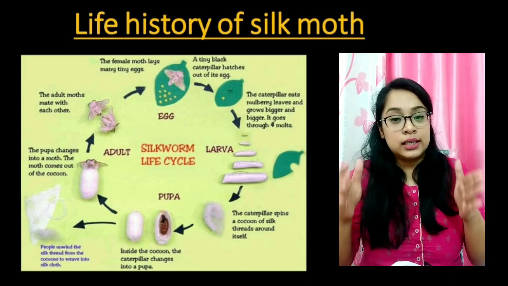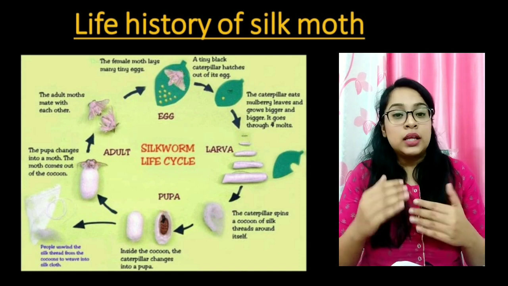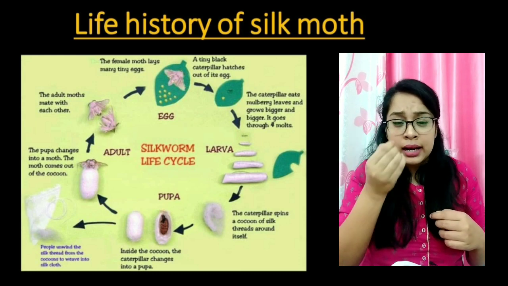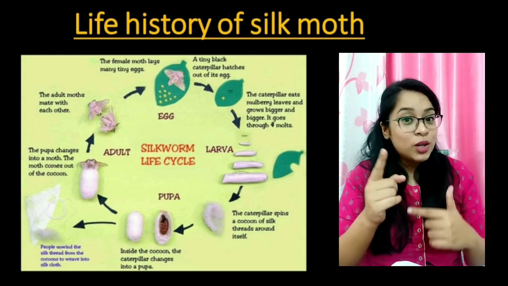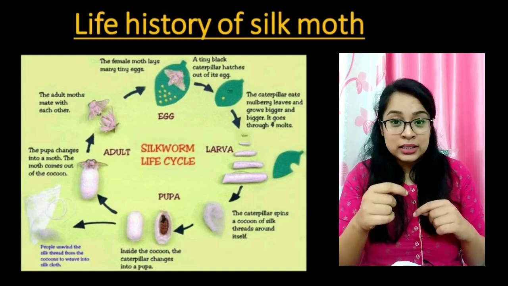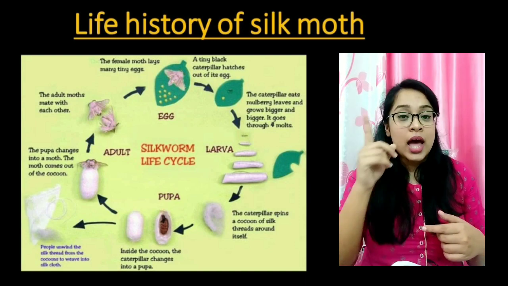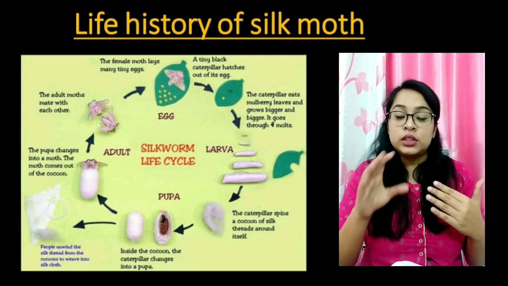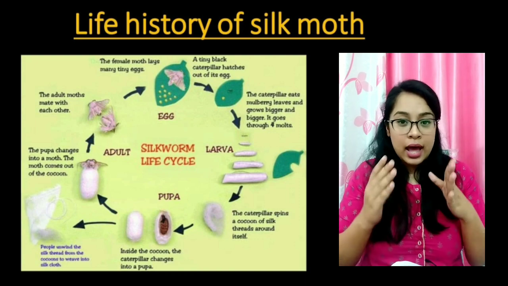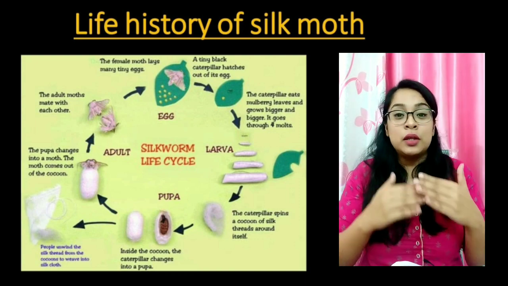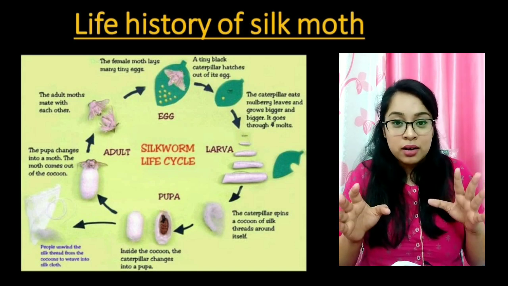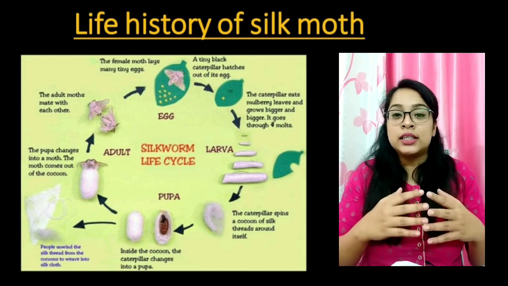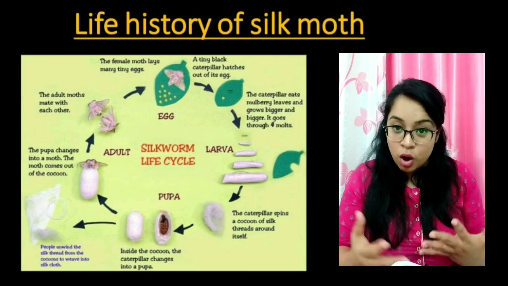After growing to a certain size, they form a cocoon. They form a very thread-like thing, and they wrap themselves. You have learned this in class 6. Yes or no? They wrap themselves and form a cocoon. After forming a cocoon, they stay there for some time and they molt. And when the cocoon breaks, they don't remain as a caterpillar. They have wings, they are beautiful, and they get converted into a beautiful winged moth.